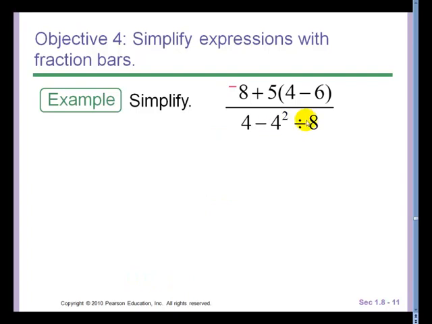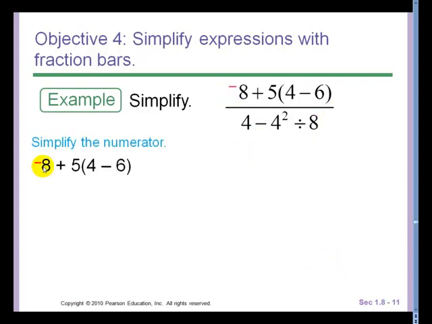Lastly, we're going to simplify expressions with fraction bars. When you see a fraction bar, you need to treat the numerator, or the top of the fraction, as one expression, and the denominator as a second expression. So we're going to simplify the top first, the numerator, then we will simplify the bottom, or the denominator, and then we'll combine them and do this final division.